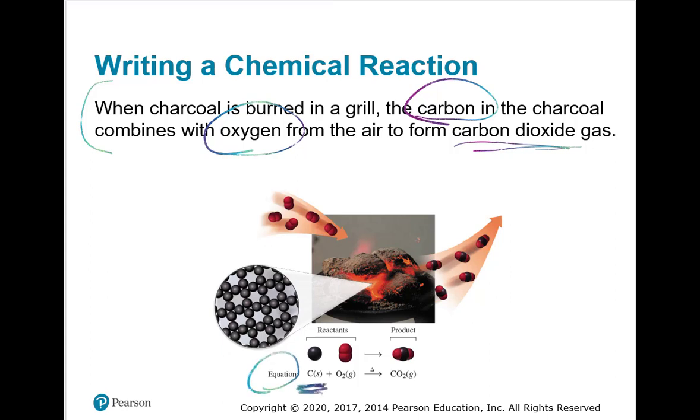We have the carbon, which is solid because it's charcoal, reacting with oxygen in the air, and whenever oxygen is by itself, it is diatomic, so we would say O2 in gas form. And then the arrow tells us that they react to form, and then our product is CO2, carbon dioxide gas.